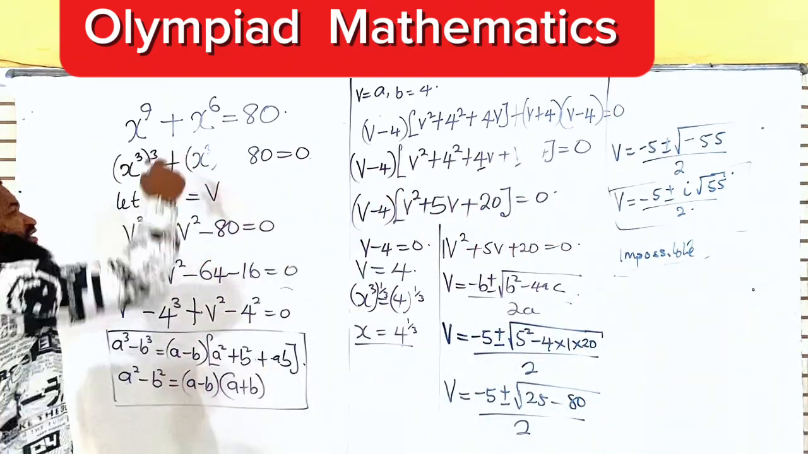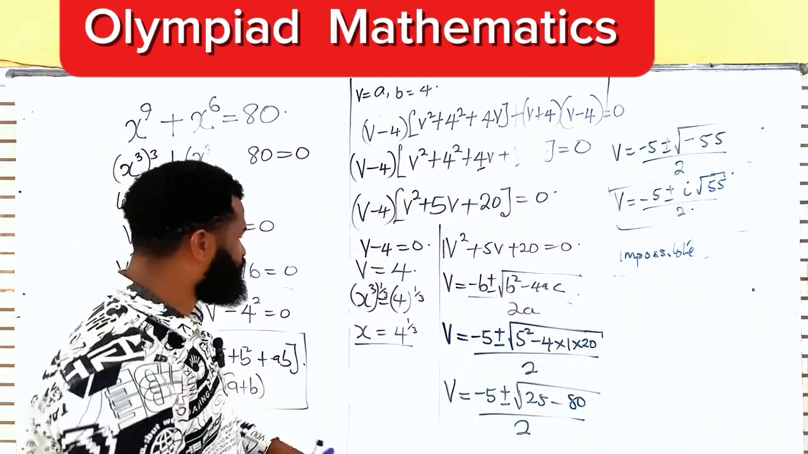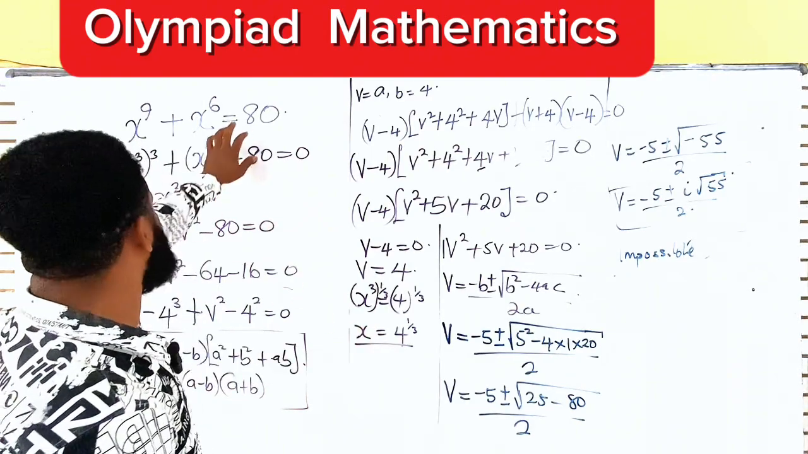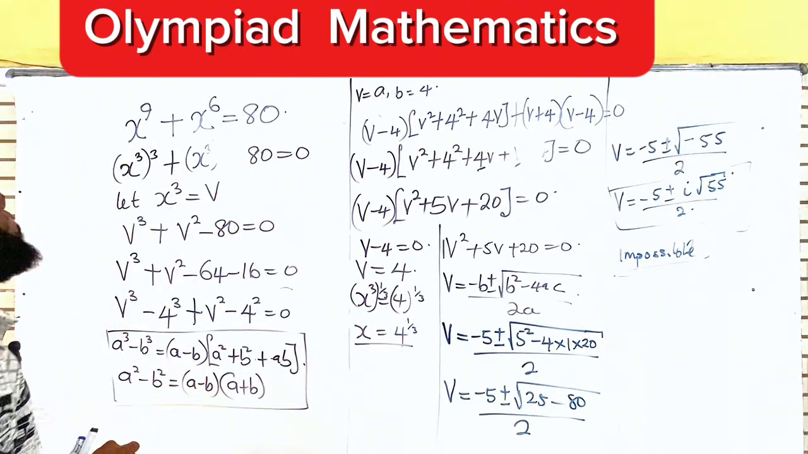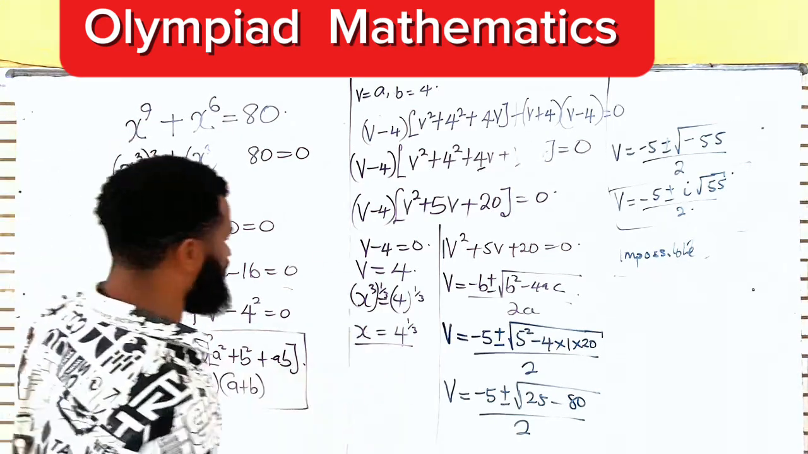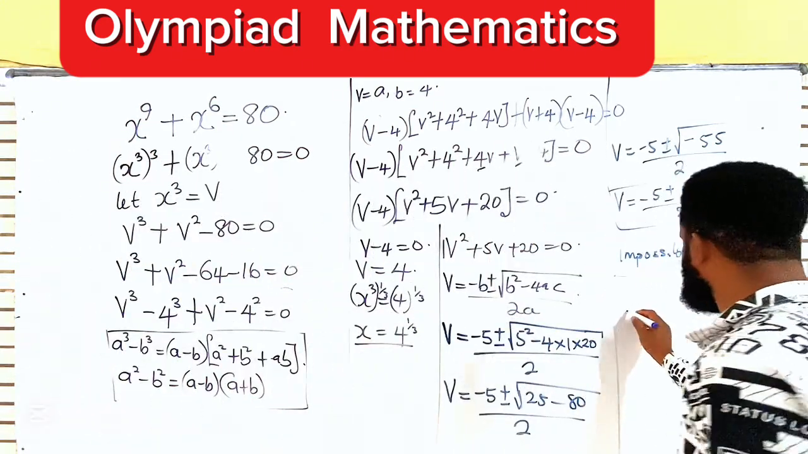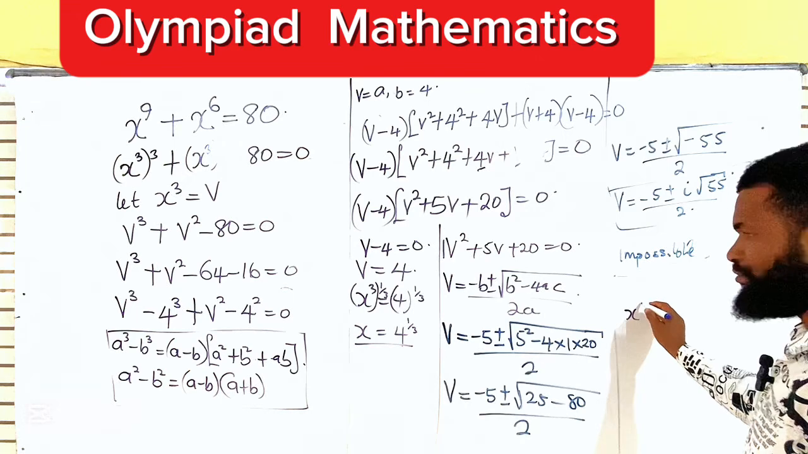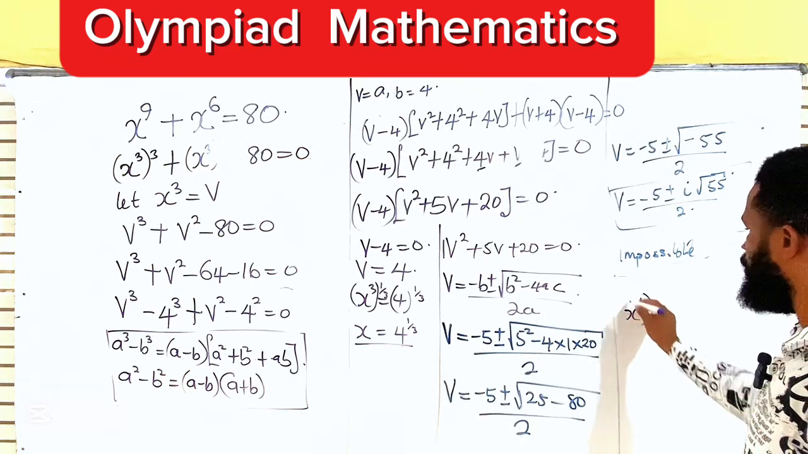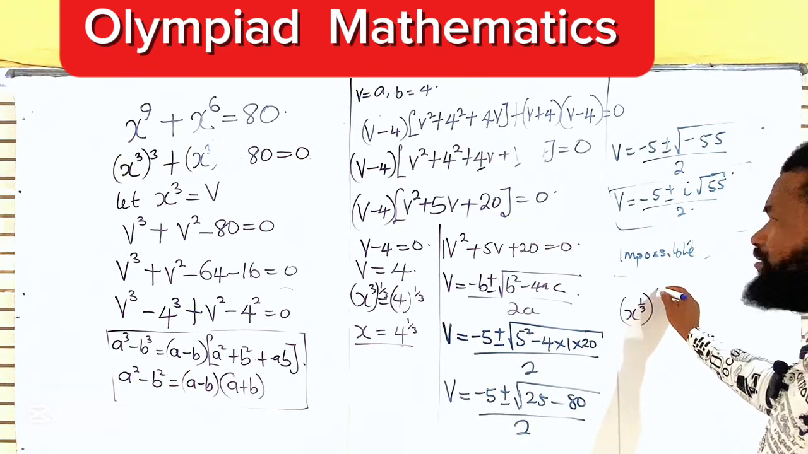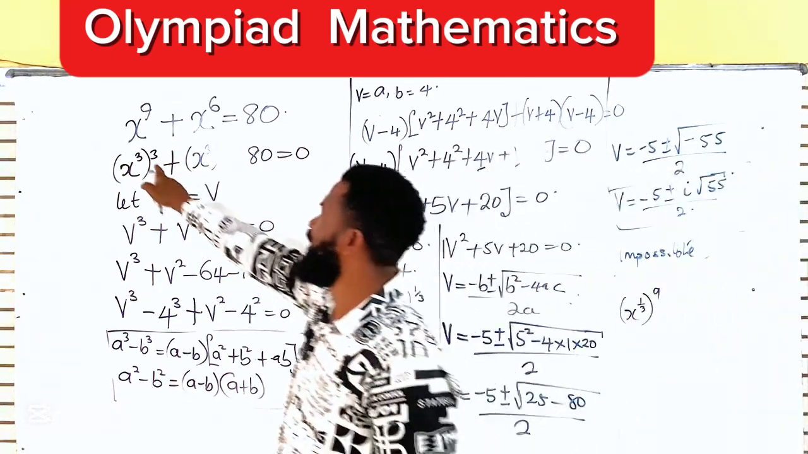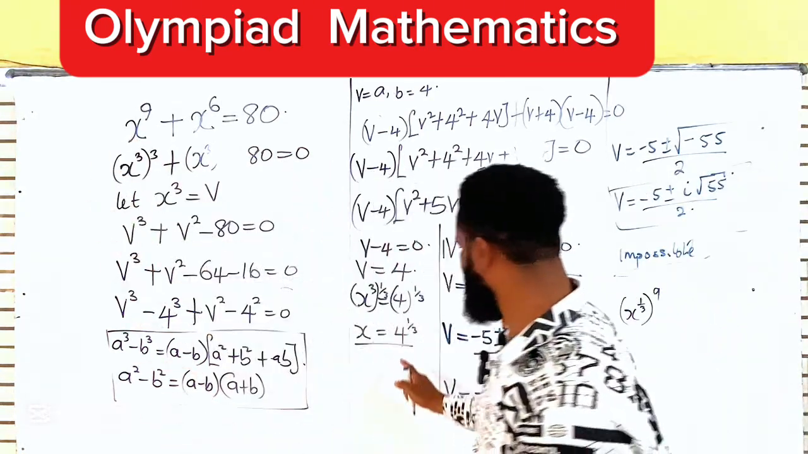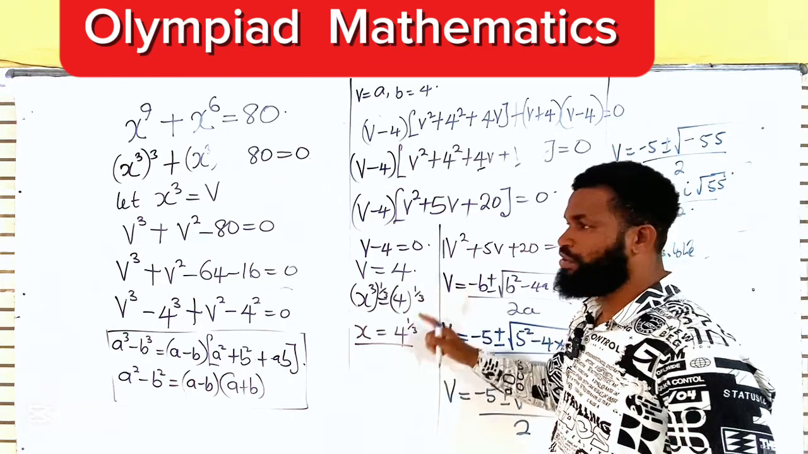Let me get back to this and check if this can actually give me 80. So I have x raised to power 1 over 3, all raised to power 9. Yes, because this x is given as 4 raised to power 1 over 3, all raised to power 9.